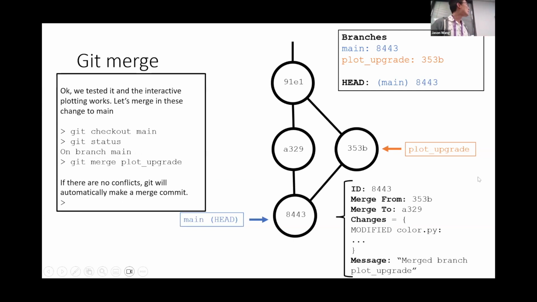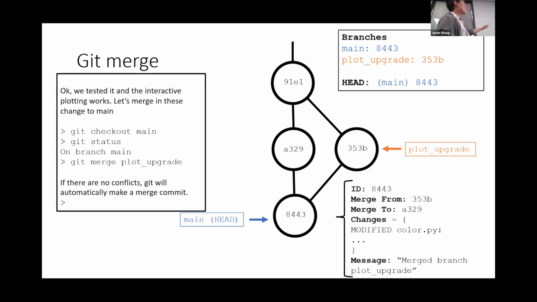This series of steps is similar to doing a pull request on GitHub. This is what a pull request on GitHub does. Right now we're just doing it on the command line. So we do git checkout main. We do git status. It tells us we're on the main branch. That means the HEAD pointer is pointing at A329. And then we do git merge plot upgrade.